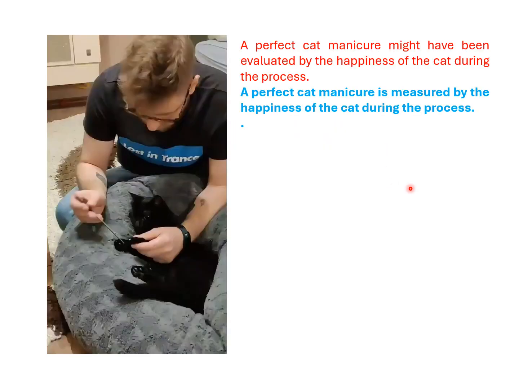If we go further, there's another thing I would say, because here again, it really depends on the method you use. So if you are looking for the perfect manicure, which is measured by the happiness of the cat during the process, then the only thing you need to do is basically do the manicure for the cat, and that's it. If she will be happy, then she will be happy.